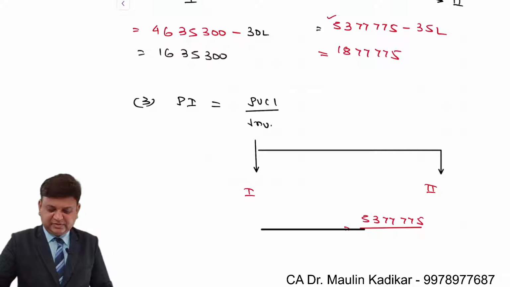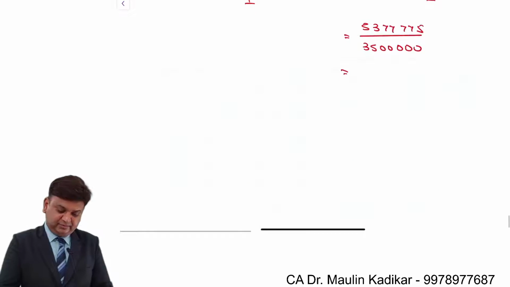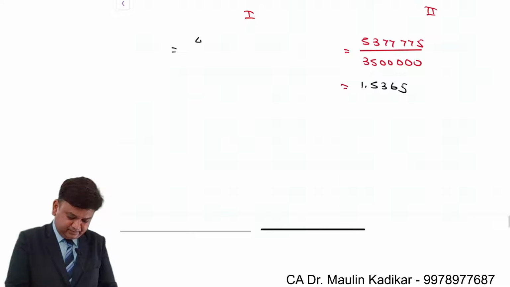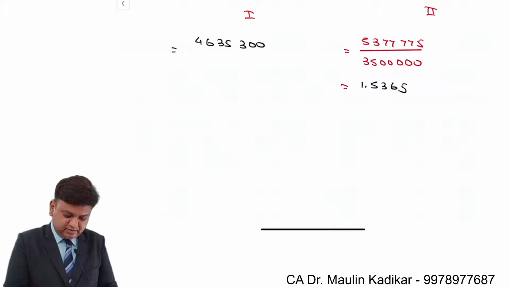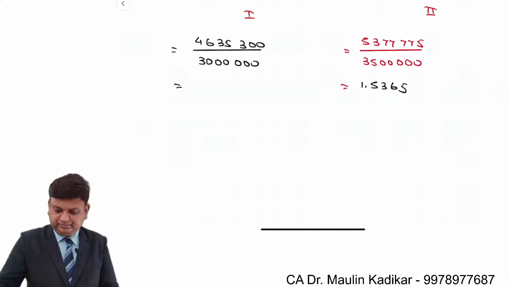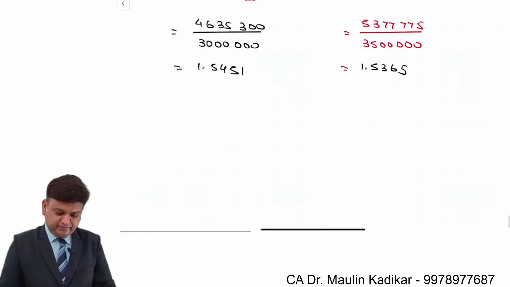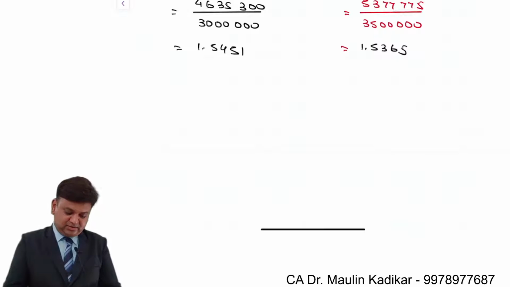So 53,77,775 upon 35 lakhs. So it is 1.5365. For the first option, it is 46,35,300 divided by present value of the cash outflow or investment, 30 lakhs. It is 1.5451. This is the way the PI can be calculated.